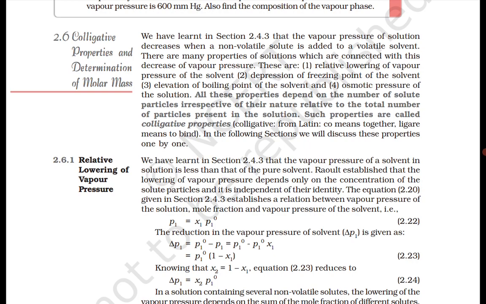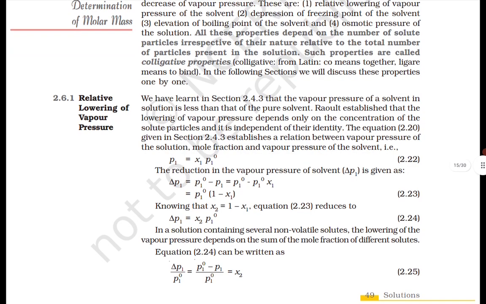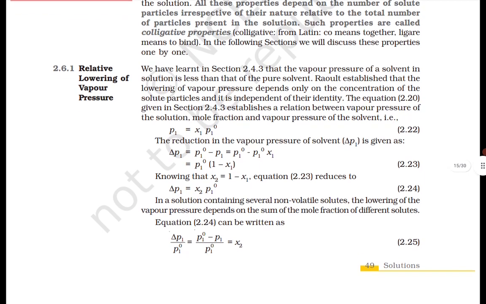All these properties depend on the number of the solute particles, irrespective of their nature, relative to the total number of particles present in the solution. Such properties are called colligative properties. Colligative is from Latin: co means together and ligare means to bind. In the following sections we will discuss these properties one by one.